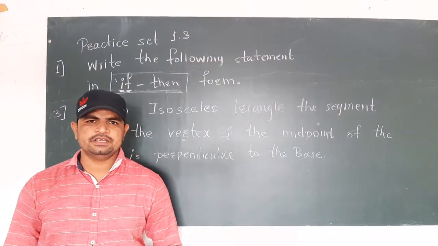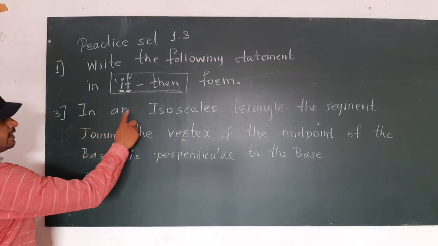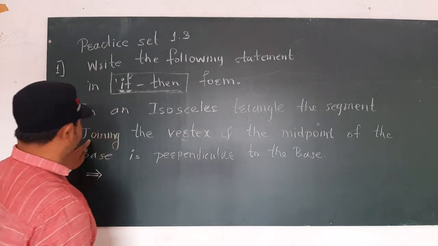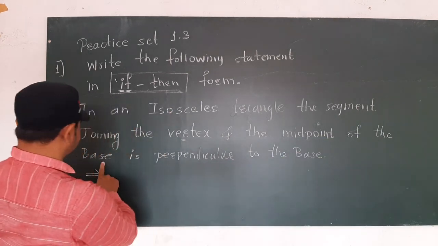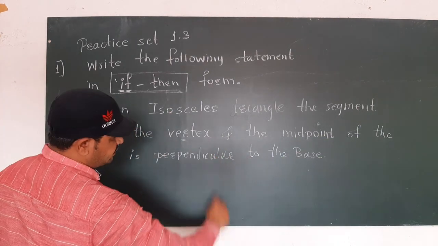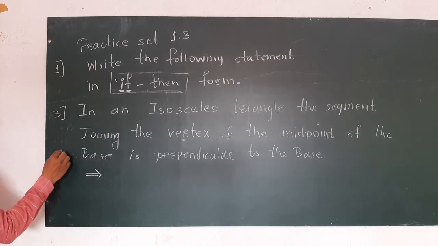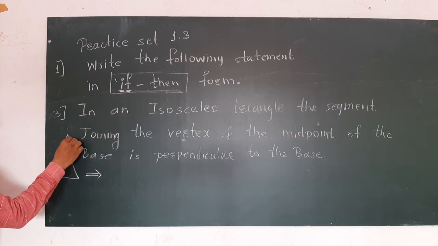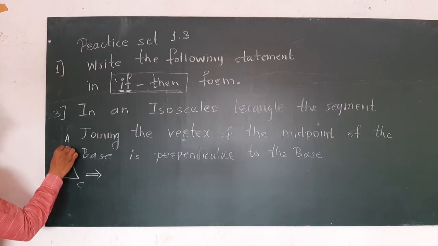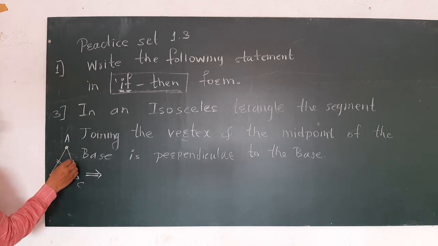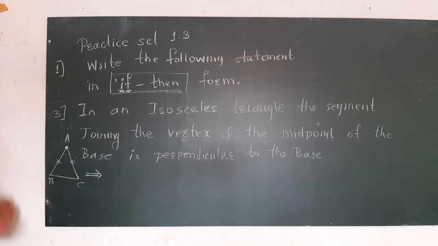Now statement number 3. Look at here. In an isosceles triangle, the segment joining the vertex and the midpoint of the base is perpendicular to the base. Now what is this concept? Suppose we have triangle ABC here, and this triangle is an isosceles triangle. The common point of the two congruent sides is the vertex. Point A is the vertex.